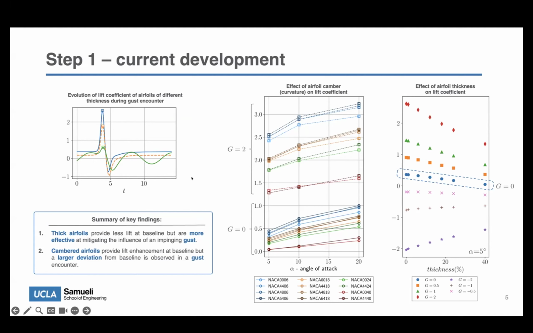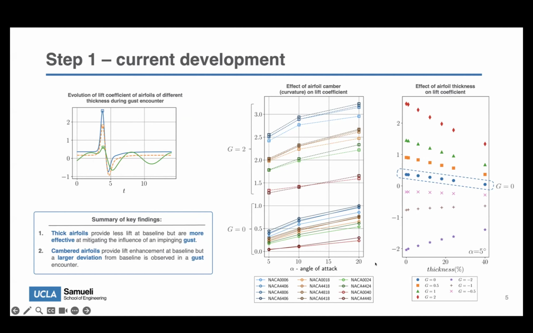And sweeping through different gust ratios or strengths, different cambers, thicknesses, and all that, the main 2 findings that we wanted to bring up is, first one, the curvature of the airfoil is not making that big of a difference. And the second one is that the thickness is going to be our main parameter of interest.